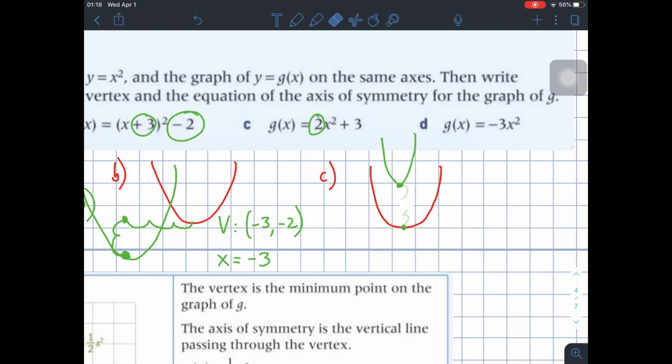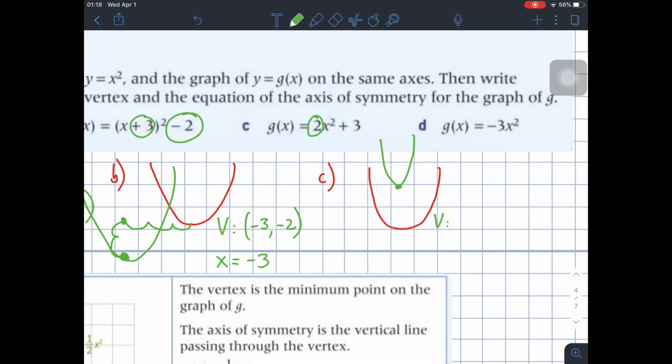Okay, that is the idea. So our new vertex will have coordinates. It doesn't move in x, it just moves in y, so this would be 0, 3. So the axis of symmetry, always the x coordinate, is x equals 0. Remember to always write x equals the value for the axis of symmetry because it's a vertical line. Okay, so this is how the answer should look.